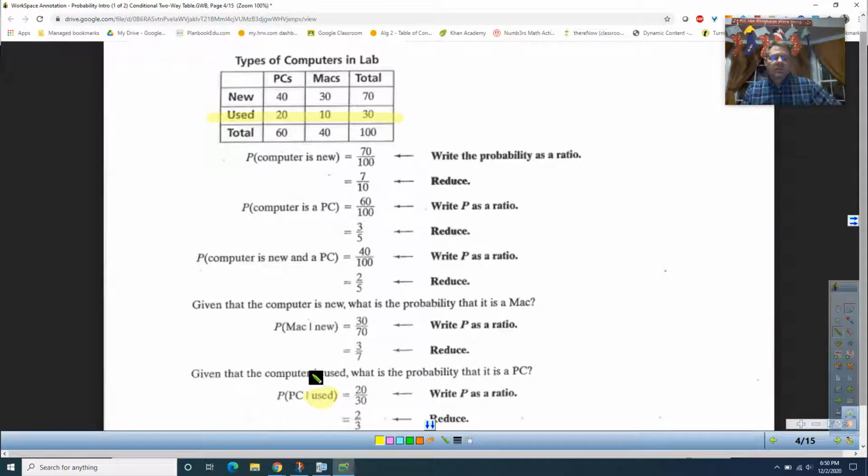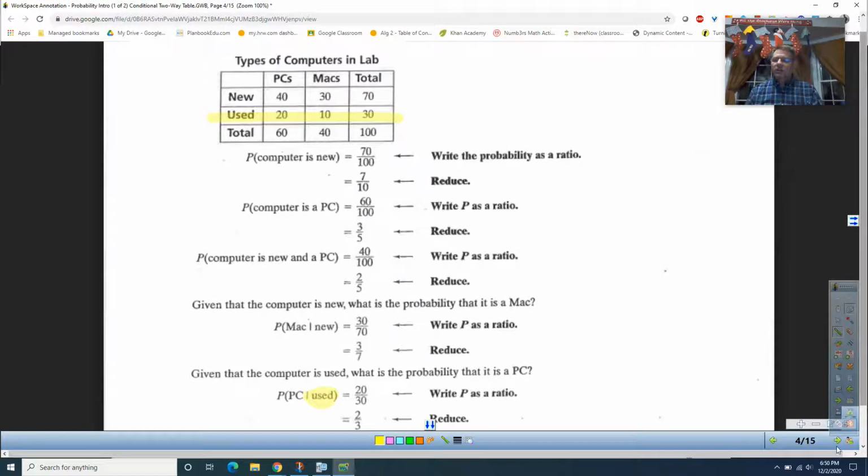Okay. So given that you know it's used, what's the probability that you pick a PC? So there's 20 out of 30. So that changes the denominator. So when you say, given that, that changes a lot of things immediately. Okay, so this is a pretty good example.